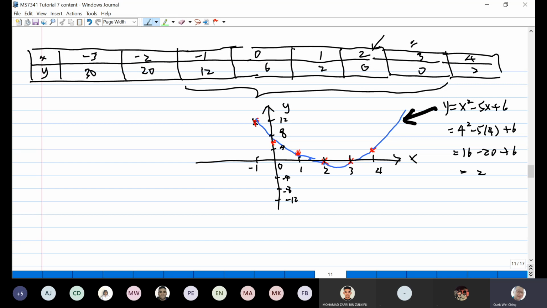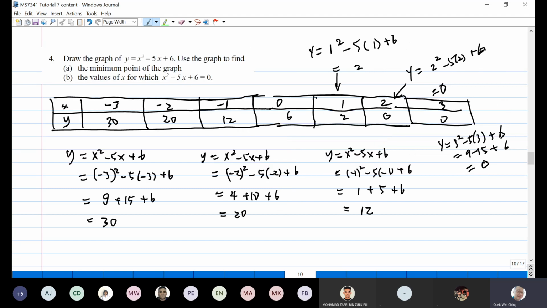So what does the question ask you? Part A. The question asks you the minimum of y, the minimum of the graph. What does it mean, the minimum of the graph? Basically, it asks you what is the smallest value of y.